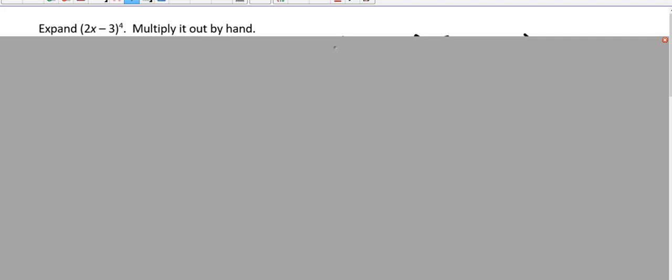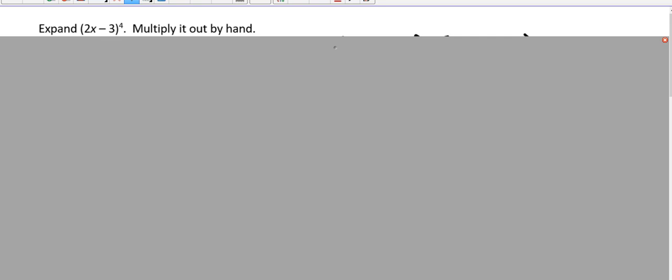Now let's apply the binomial theorem and the pattern that we saw in Pascal's triangle and with the exponents to something other than just a plus b. So let's expand (2x - 3)^4. When we say expand, we mean expand it into all of its terms.